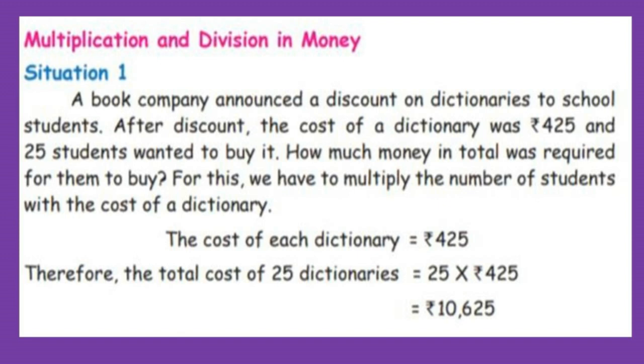The cost of each dictionary, that is one dictionary equals 425 rupees. Therefore, how many students want to buy? 25 students want to buy a dictionary. So they want 25 dictionaries. So 25 into 425. If you multiply 425 with 25, you will get the answer 10,625 rupees. So the total amount they need is 10,625 rupees.